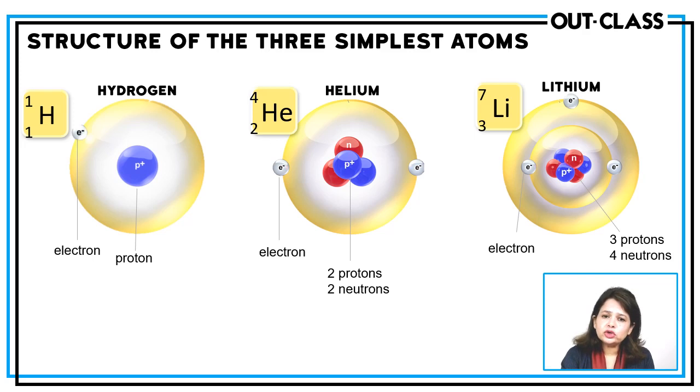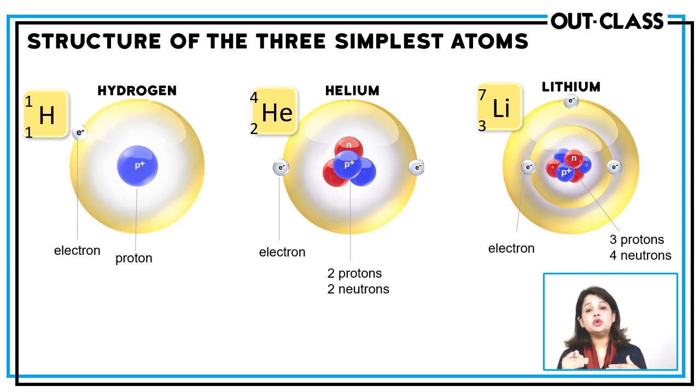The number of protons is always equal to the number of electrons in an atom. That is why an atom is neutral. Sometimes they do ask this question: why is an atom neutral? Because the number of positive protons is equal to the number of negative electrons. So the total charge on an atom is neutral, 0.